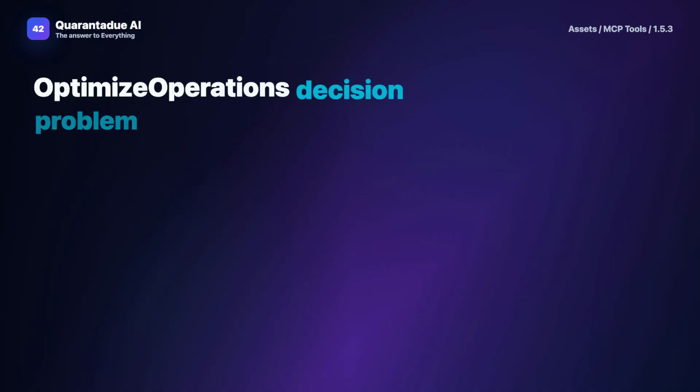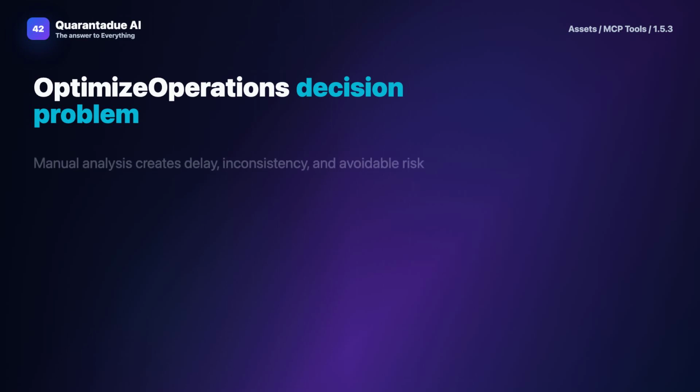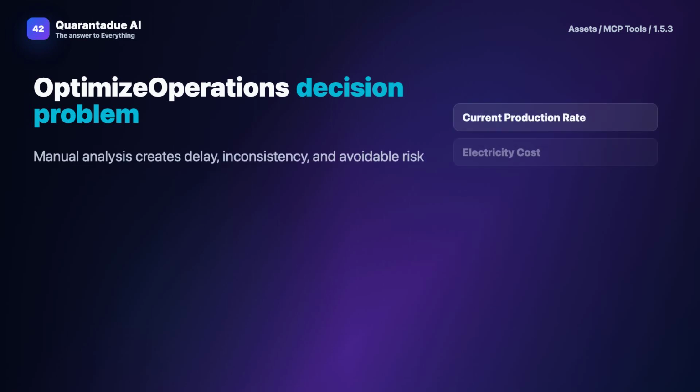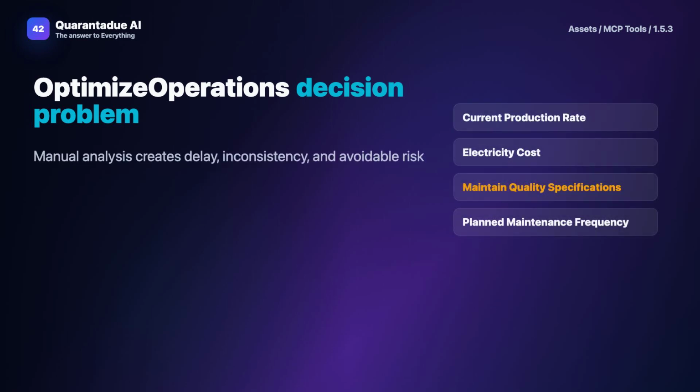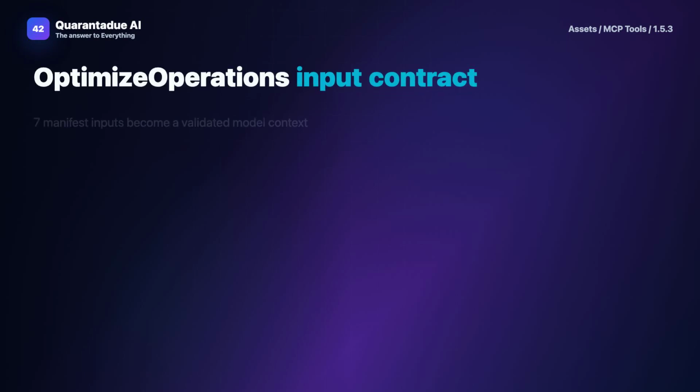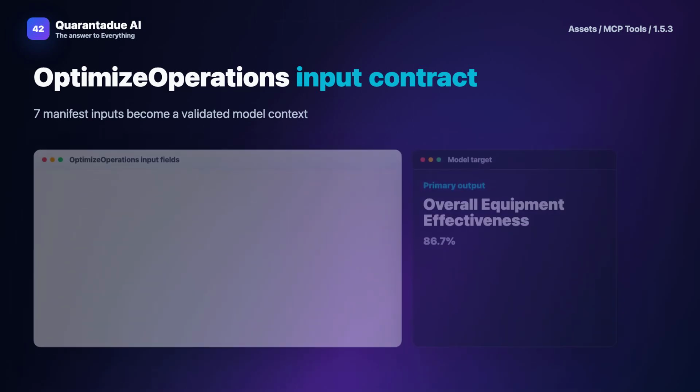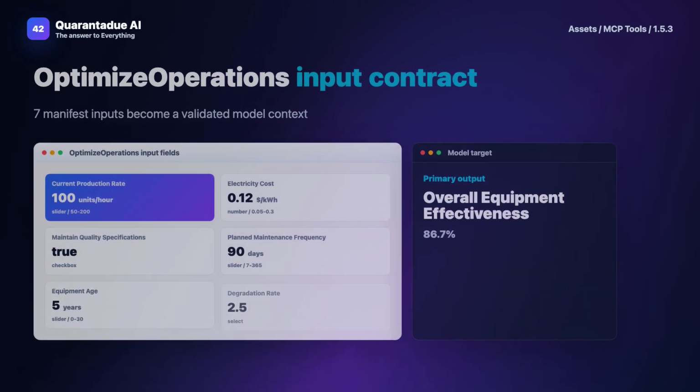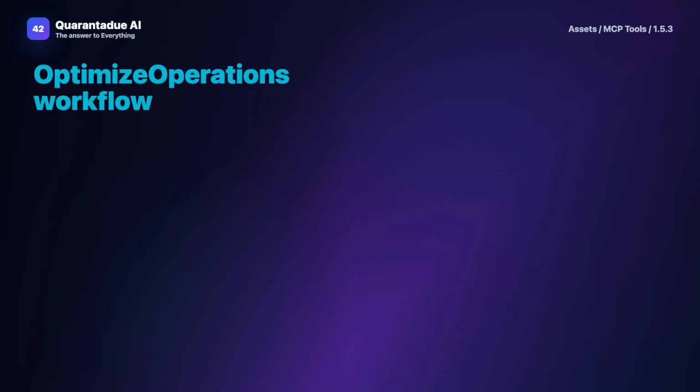Optimize operations narrows that process into a repeatable model so teams can compare cases without rebuilding the logic each time. Optimize operations starts with a defined input contract. Typical inputs include current production rate, electricity cost, maintain quality specifications, planned maintenance frequency, and equipment age. Keeping these fields explicit reduces ambiguity and makes every run easier to audit.